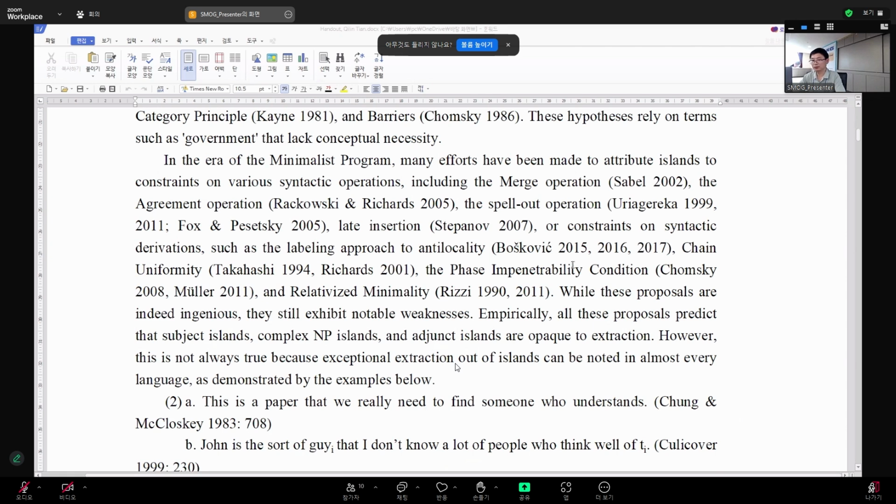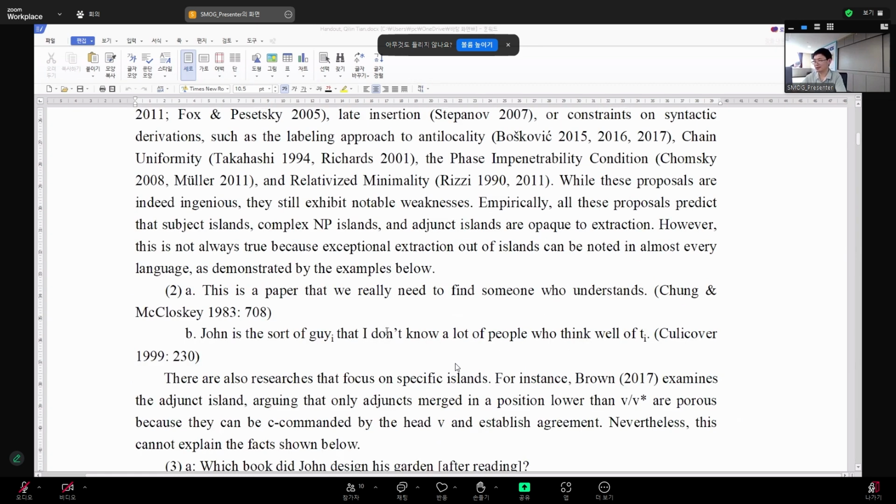Although these proposals are very ingenious, they still have weaknesses. For example, empirically, all these proposals predict that islands cannot be violated. However, such counterexamples can be found in almost every language, as can be seen in these examples.